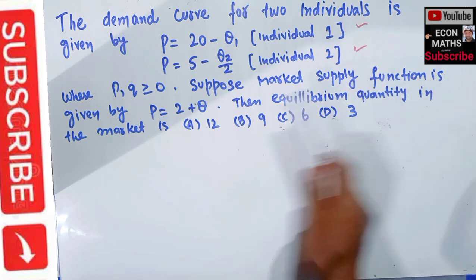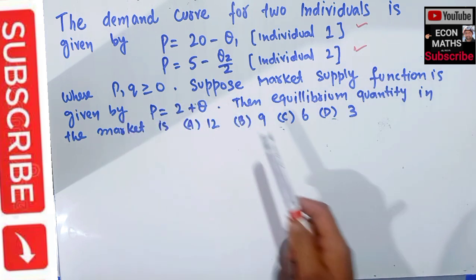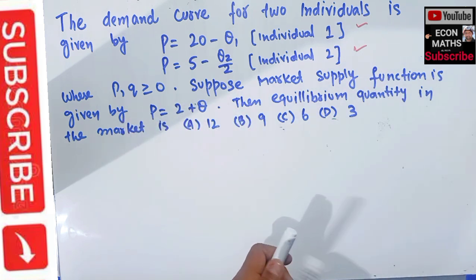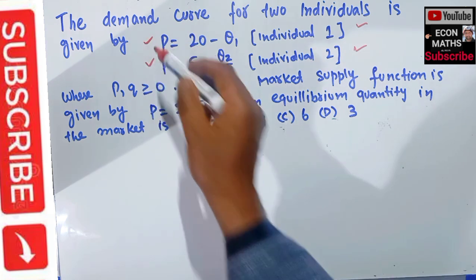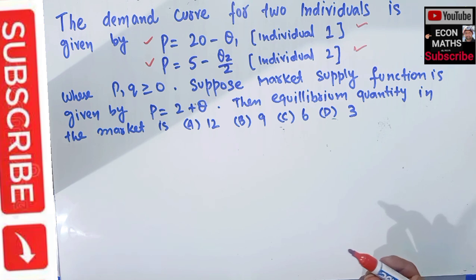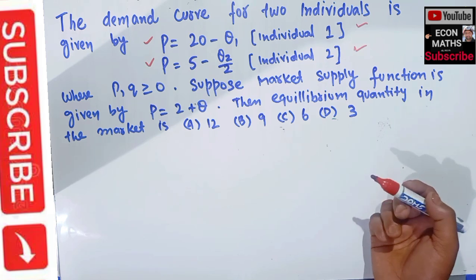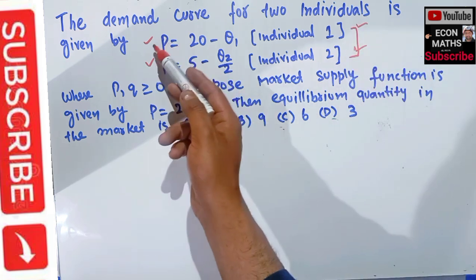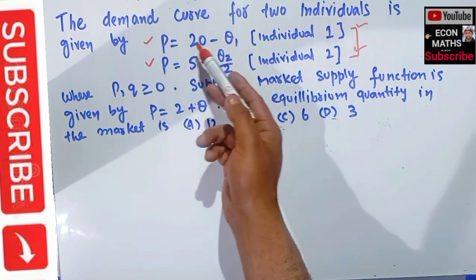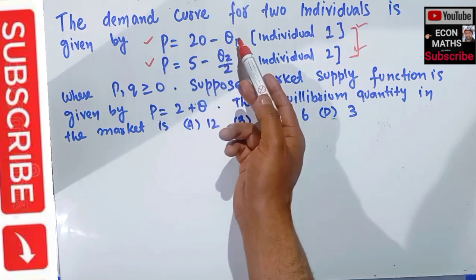Suppose market supply function is given by P is equal to 2 plus Q. We have to find out the equilibrium quantity in the market. Okay, so to find out the equilibrium quantity in the market, first we need to find out the market demand function, and market demand function will be the summation of the individual demand functions. So let us first solve them for quantities.